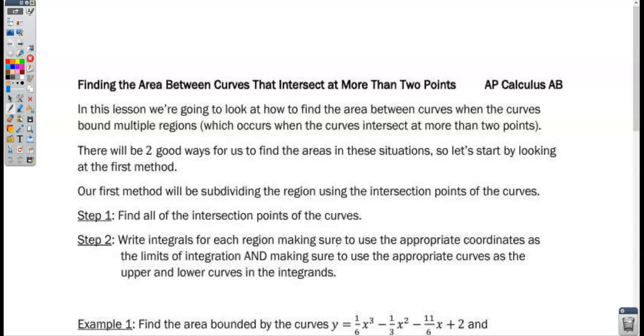Alright everybody, welcome back. In this video we're going to talk about concepts from section 8.6 of AP Calculus, finding the area between curves that intersect at more than 2 points. Up to this point we've largely looked at regions where there was just one region that we were finding the area of. But in these situations today we're going to look at graphs where we have multiple regions and how we're going to deal with that.